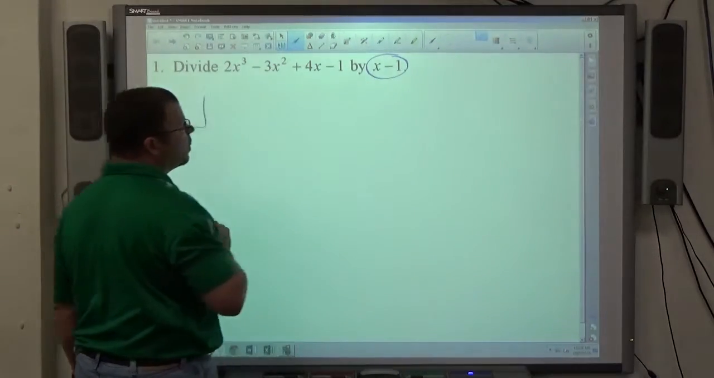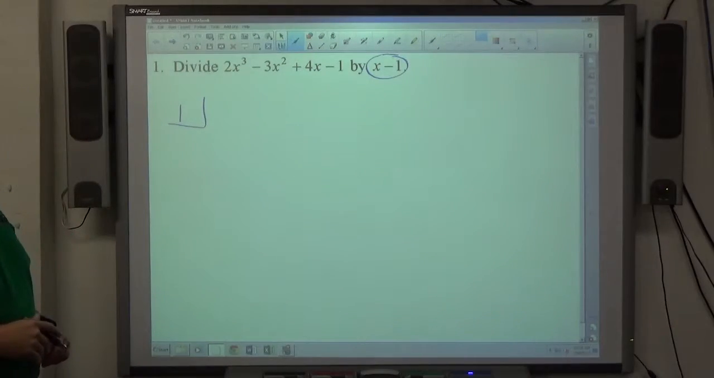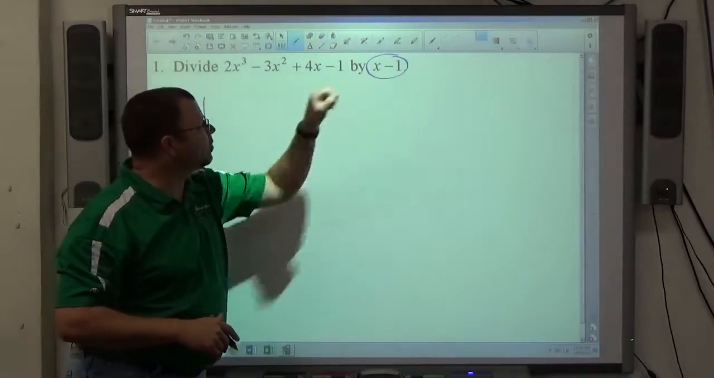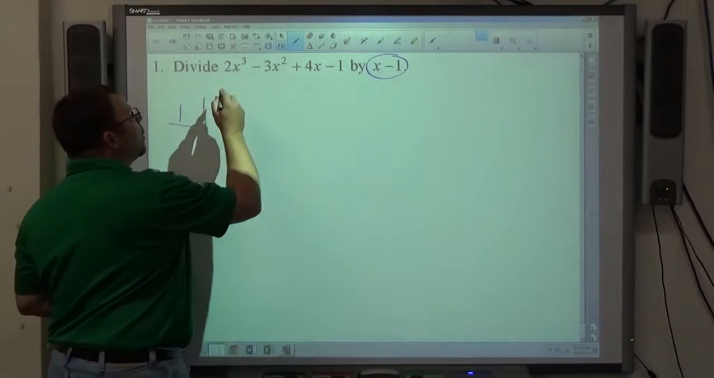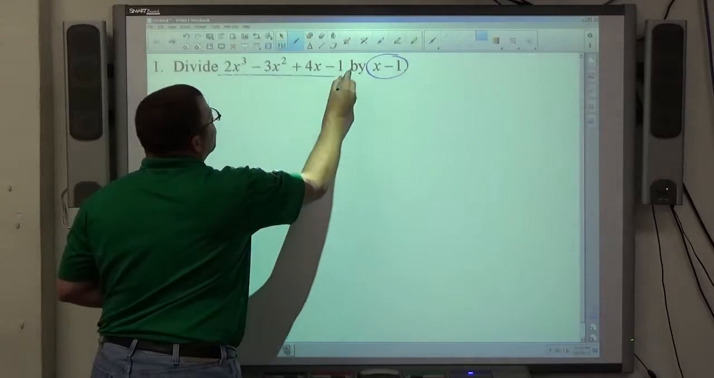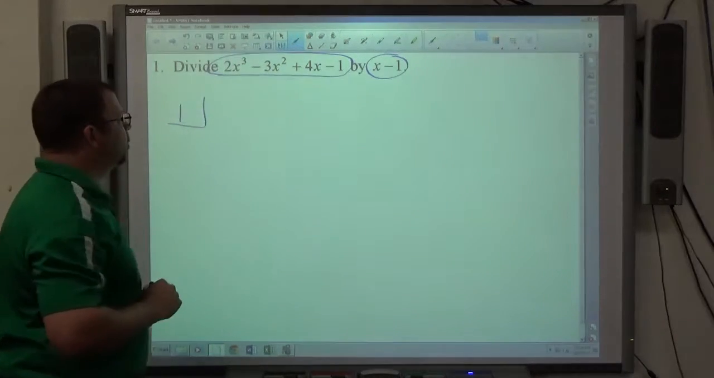1 minus 1 makes 0. Remember, synthetic division only works if it is 1x plus or minus something, so we can use it. It'll be that way on the quiz. We're dividing into 2x cubed minus 3x squared plus 4x minus 1.